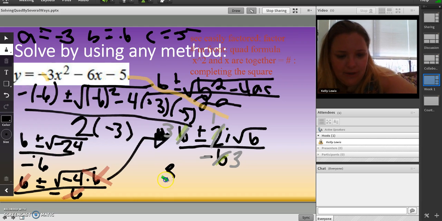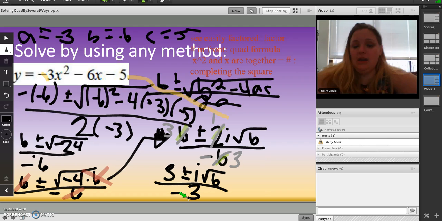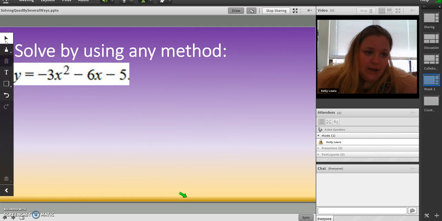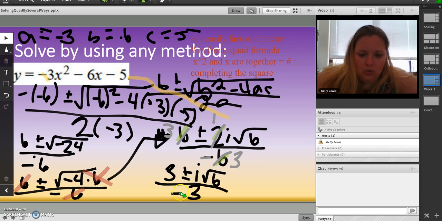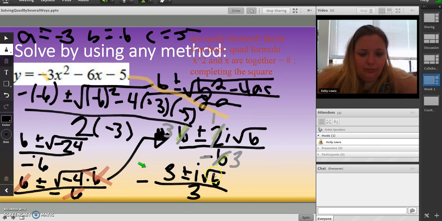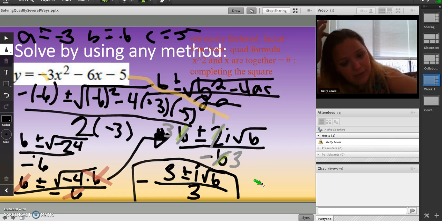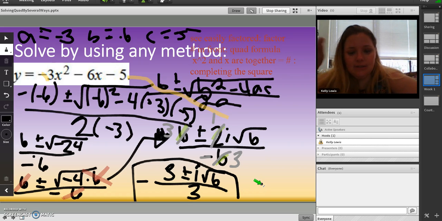So we have 3 plus or minus i, and I'm not going to put the 1 because it's understood, square root of 6, over negative 3. But you don't put a negative in the denominator. The negatives always go either on top or in the front, so we just put it in the front. It's a crazy problem, really good problem actually. So we get negative 3 plus or minus i square root of 6, over 3.